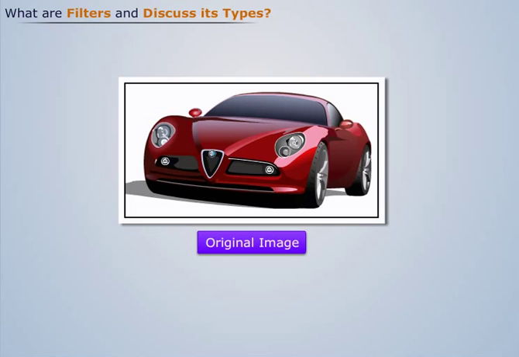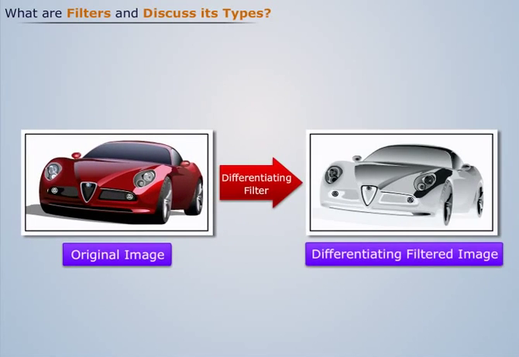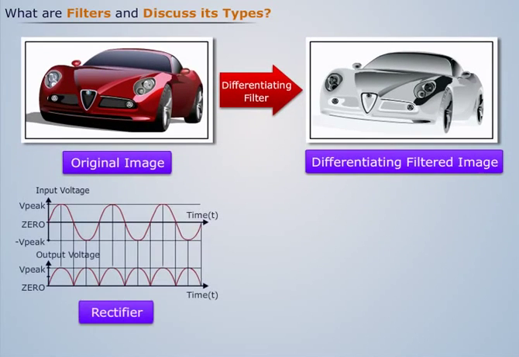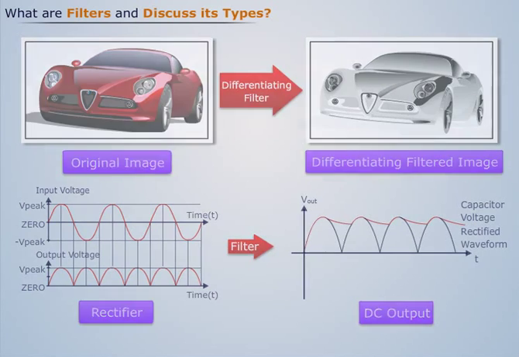Now let us consider an original picture of a car. Now the result of processing the original image with a differentiating filter. Now a rectifier is an element which converts AC unit to pulsating DC. After using a filter, pulsating DC converts into almost a DC unit.